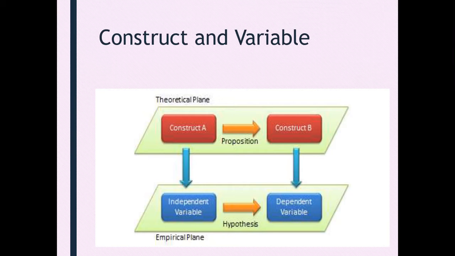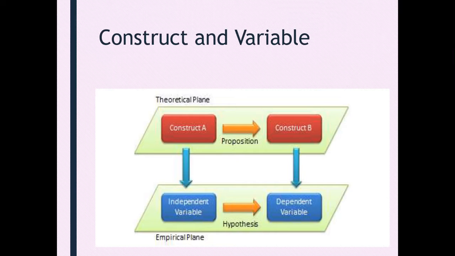the constructs into variables. So a variable is something which can be measured. Please make sure that you memorize this. Construct is abstract. Variable is the measurable construct. Something which you can measure. Temperature, intelligence quotient, your GPA, all of these are variables.